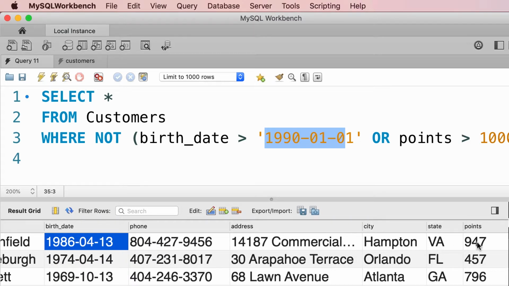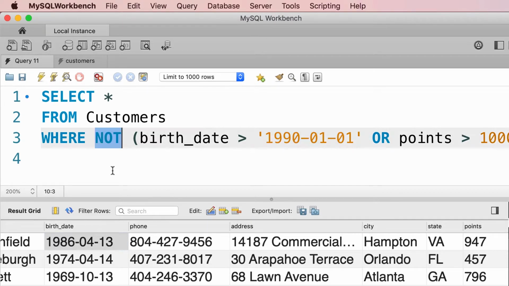How did I know that? Let me show you a trick that I learned in math. Whenever you have a NOT operator, you can simplify your expression like this. We apply the NOT operator to the first condition, people who were born after 1990. How can we negate this condition? Well, the greater than operator becomes less than or equal to. That is the inverse of that condition, right? Now we apply the NOT to OR to negate the OR. What do we get? We get AND.